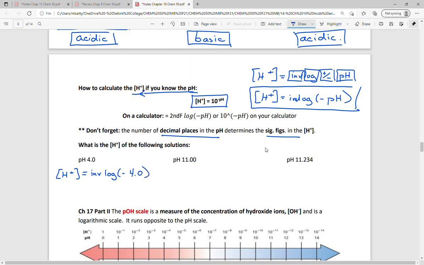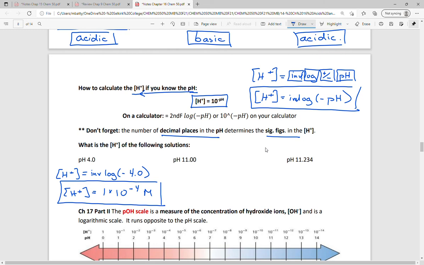That will give me a value, so I should turn my page, of, you can write it in sig figs or in scientific notation, or you can write in standard notation. I've got 1 decimal place here, so I'll have 1 sig fig in my answer. So 1 times 10 to the negative 4 moles per liter.